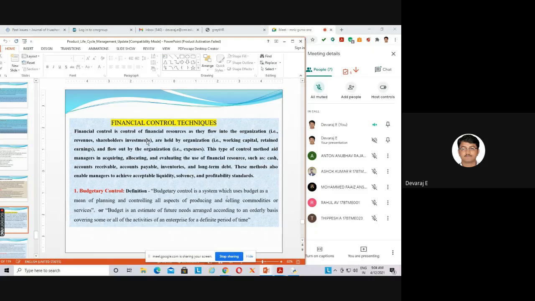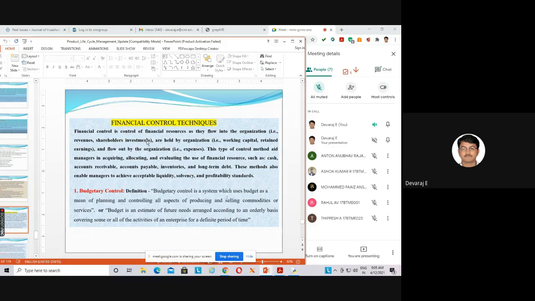Always the financial control will be looked after by the financial manager, so you should be careful. You should know each and everything. What are the inventories? What is the long-term debt? What is the accounts payable? What is the accounts receivable? How much cash do we have in the company? As a financial manager, you should know everything.